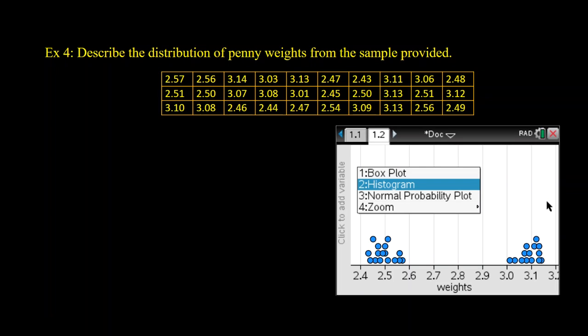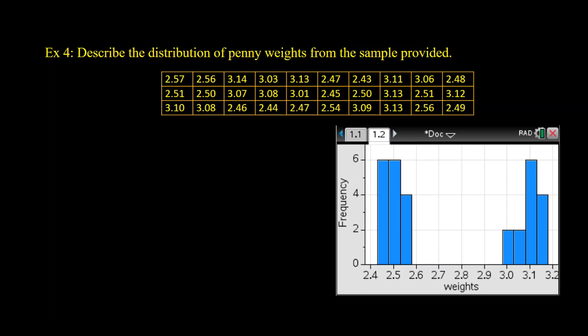A histogram is a nice graph to be able to describe, so I want to turn these dots into a histogram. I'm going to hit Control Menu to bring up like a right click, and it has a box plot, histogram, normal probability plot that we'll talk about later, and some zoom functions. So we're going to pick a histogram, and there you go. Now, this doesn't look like a normal histogram. I only have 3 bars for those lower ones and 4 for the higher. So we're going to adjust our bin settings.